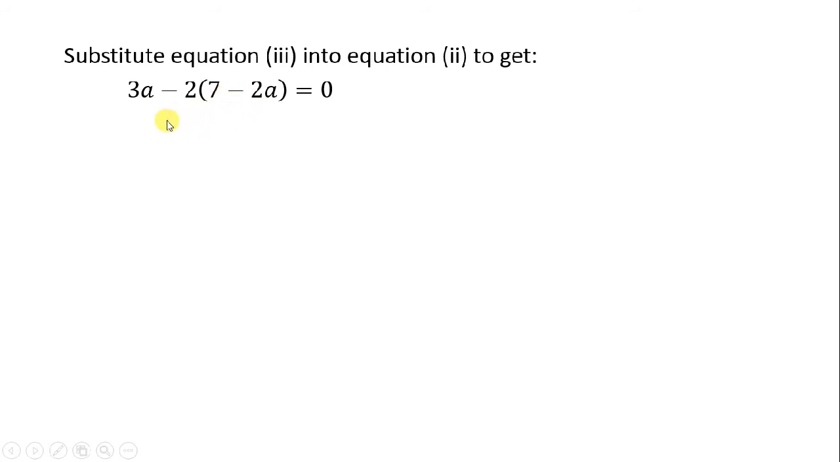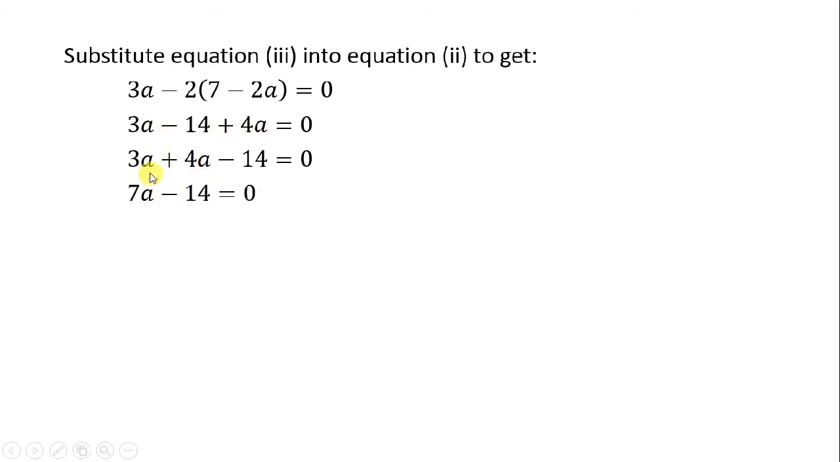Then we are going to expand. So we are going to say 3a, expand, multiply negative 2 times 7, you get a negative 14, minus 2 times negative 2a, it's going to give us a positive 4a. Then from there, what are we supposed to do? Group the like terms together. 3a and 4a are like terms, they can be simplified. So 3a plus 4a is going to give us 7a, minus 14 equals 0.